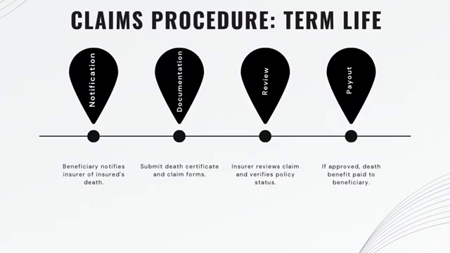Claims procedure for term life. The first one is notification. The beneficiary notifies the insurer of the insured's death. Second one is documentation. Submit the death certificate and claim forms. Third one is review. The insurer reviews the claim and verifies policy status. The last one is payout. If approved, the death benefit is paid to the beneficiary.